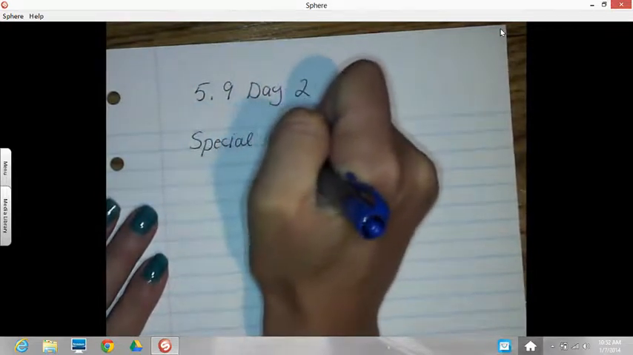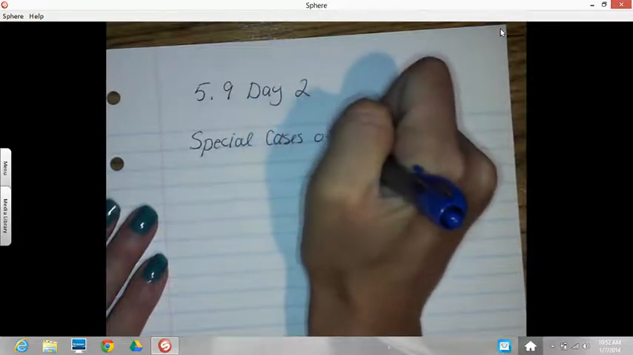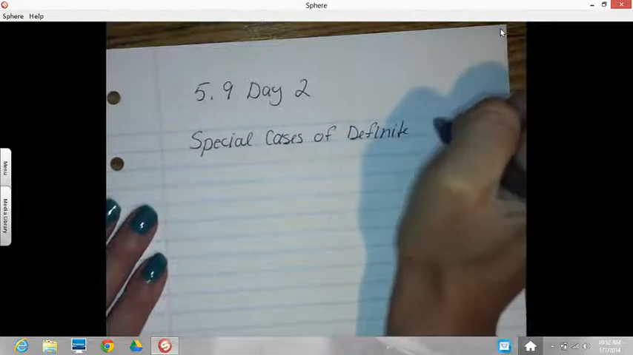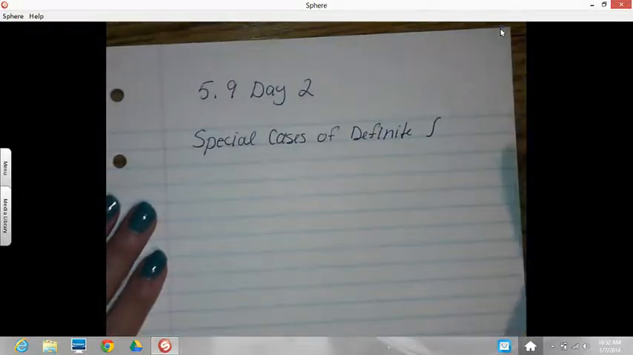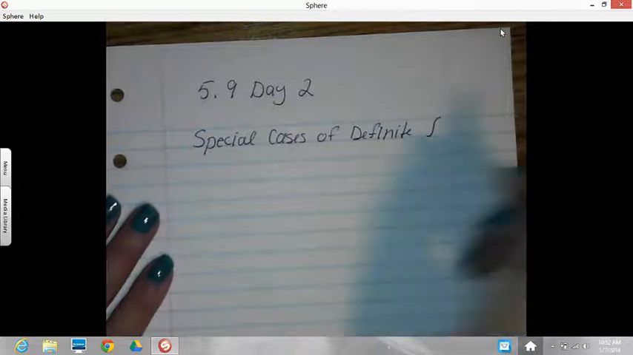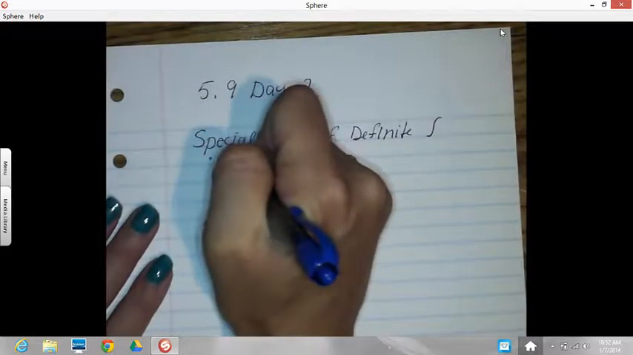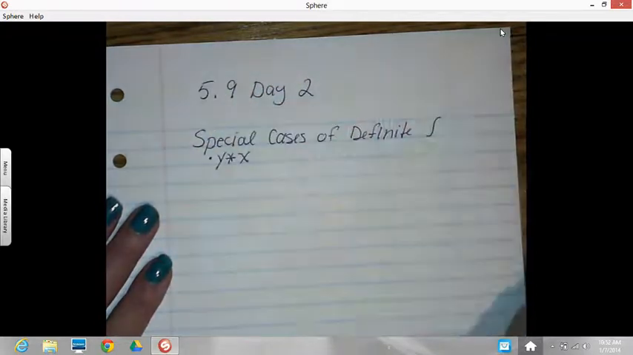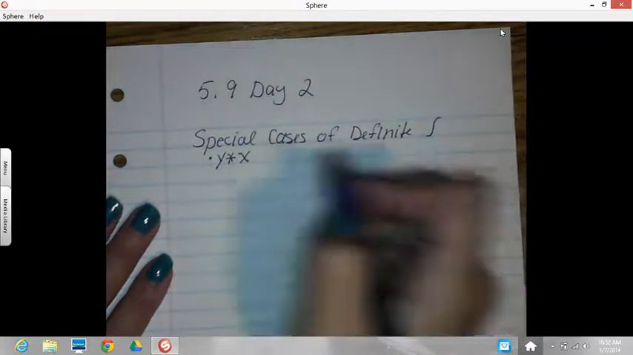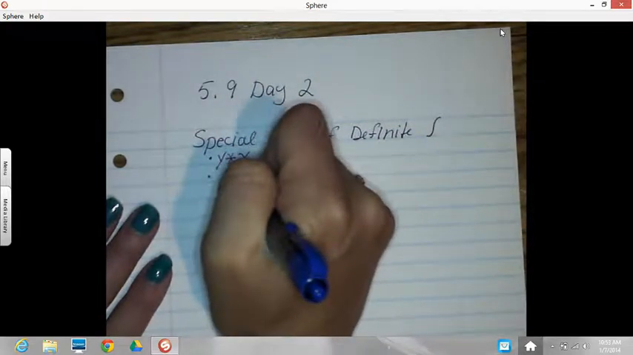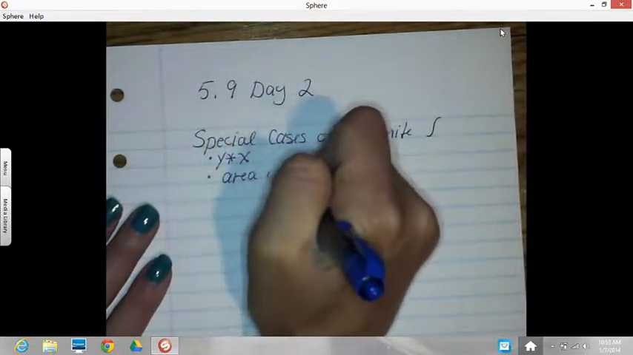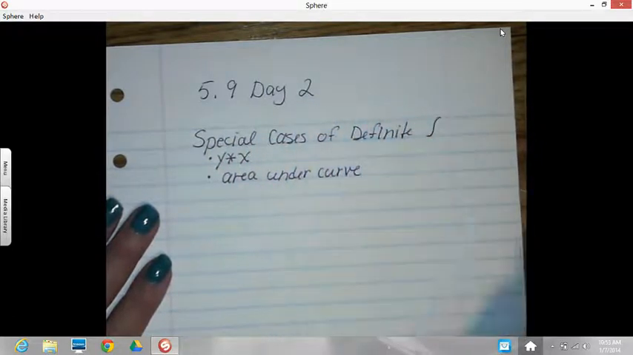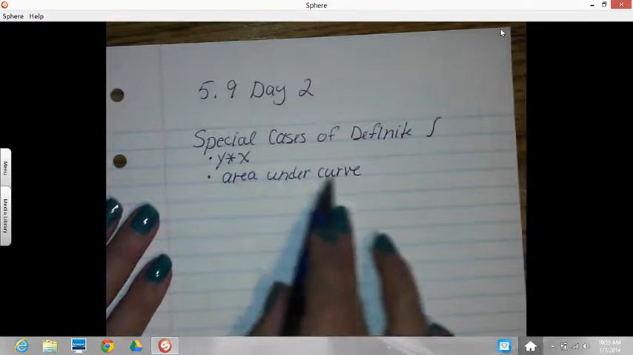So, special cases of definite integral. And remember, when we're doing an integral, the mathematics behind it is multiplying the x and y variables. Okay, you're multiplying y times x. Typically, we call that the area under the curve. We're going to see it may not quite be this.